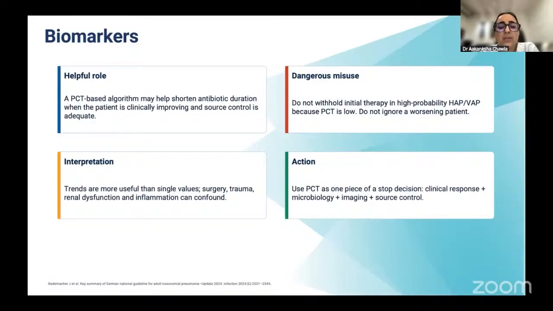And it would depend upon the clinical response, the microbiology, imaging, source control. So it has to be an integrated process, not just getting one value of procalcitonin and escalating or de-escalating your therapy. Don't do that.